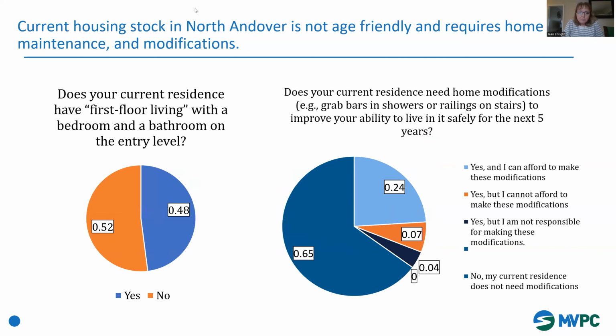To assess the age friendliness of housing stock in North Andover, respondents were asked if they currently had a bedroom and bathroom on the entry level of their home. An important feature as occupants age and mobility up and down stairs becomes more challenging. This slide shows that 52% of respondents do not have this feature in their home. Given that over 80% of the respondents reported planning to stay in their current home over the next 5 years, having living space that can be accessible as residents age is crucial.